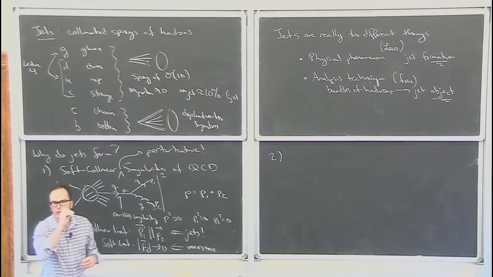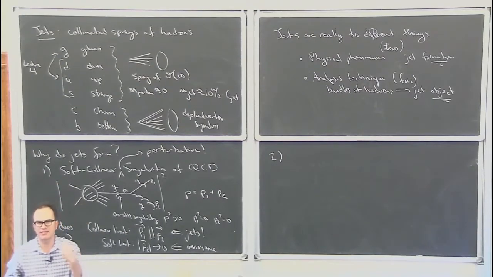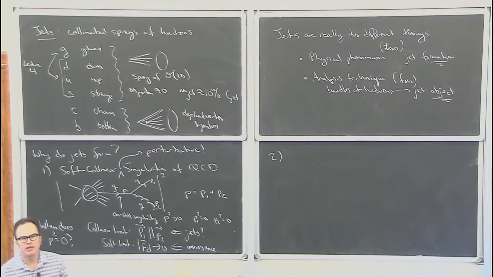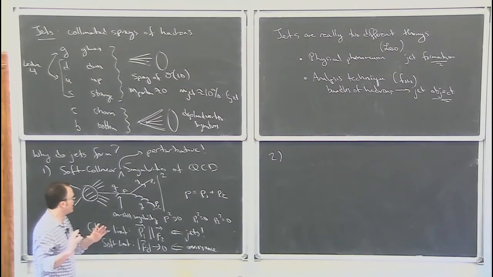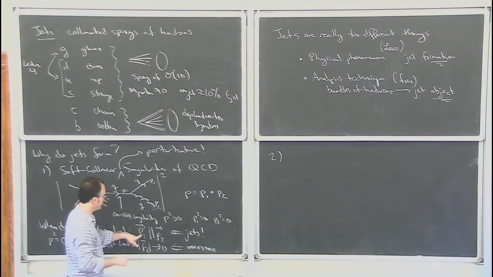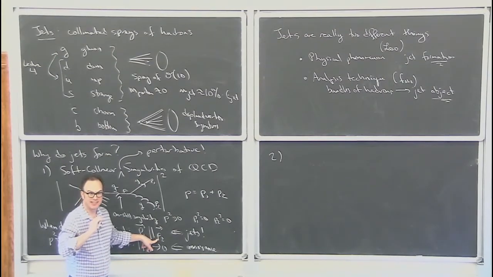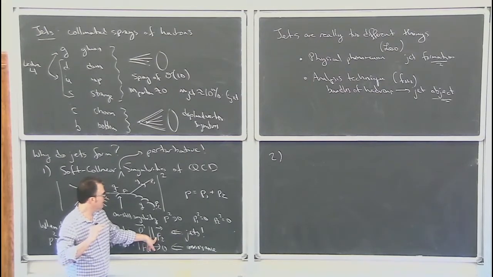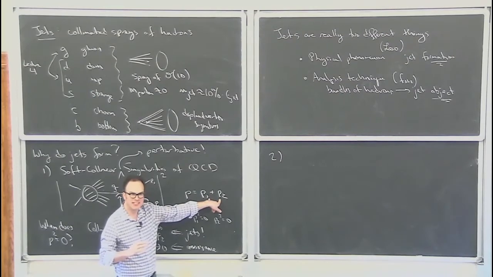So I'm not sure what you're saying is different than what I'm saying. Can you just try to say one more time? There's a collinear singularity when P1 and P2 are in the same direction. You agree? I would say when P1 and P2 and P2 and P are in the same direction. Right. So P1 and P2 are in the same direction, but it's just a constant. These are all equivalent, right? Because of this summation, these are all the same statement.